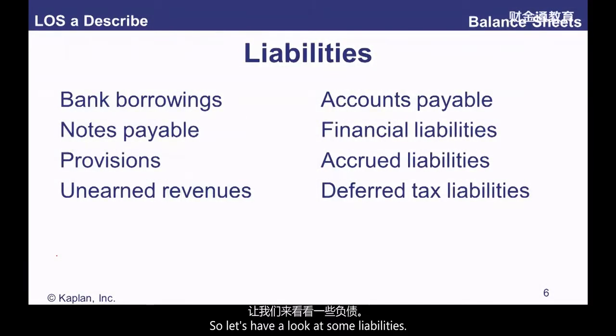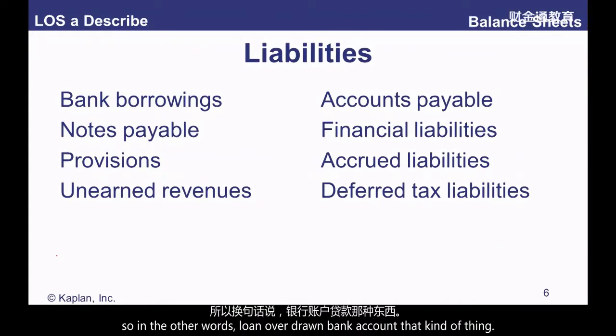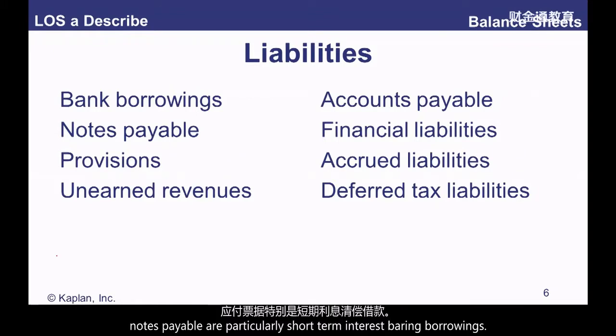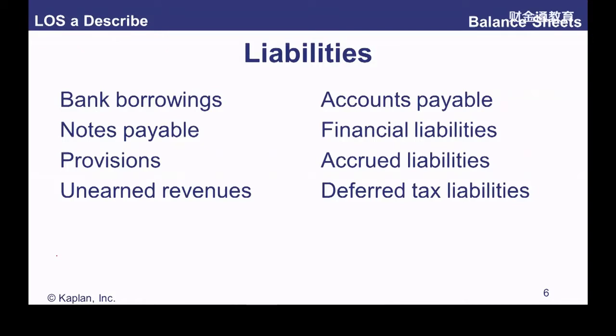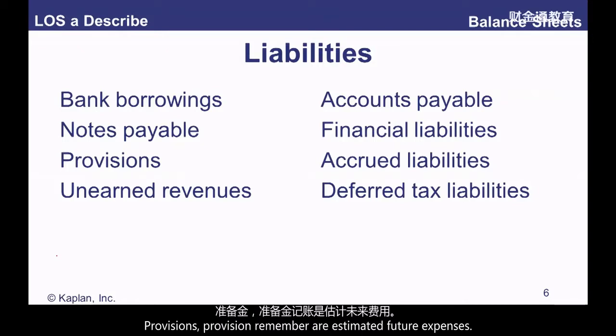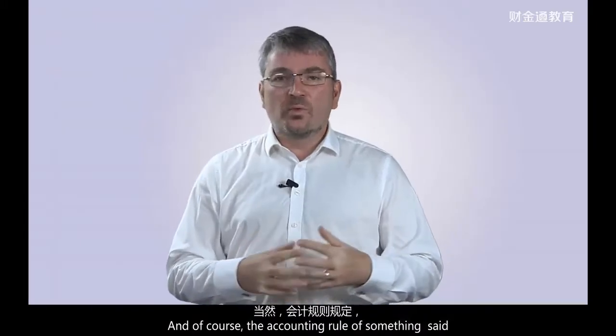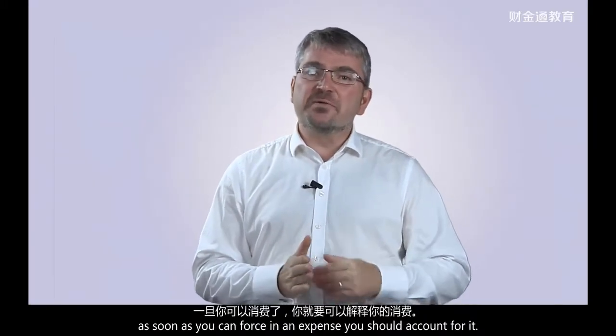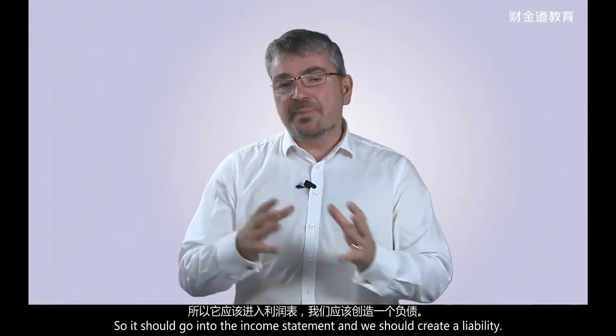So let's have a look at some of our liabilities. Bank borrowings, so in other words, loans, overdrawn bank accounts, that kind of thing. Notes payable. Notes payable are typically short-term interest-bearing borrowings. Provisions. Provisions, remember, are estimated future expenses. And of course, the accounting rule of prudence says as soon as you can foresee an expense, you should account for it. So it should go into the income statement and we should create a liability.